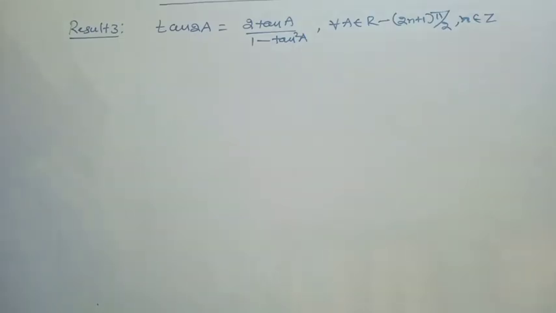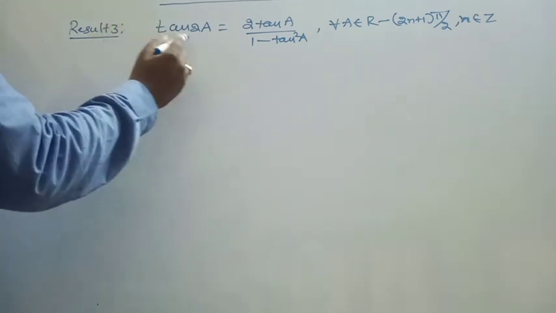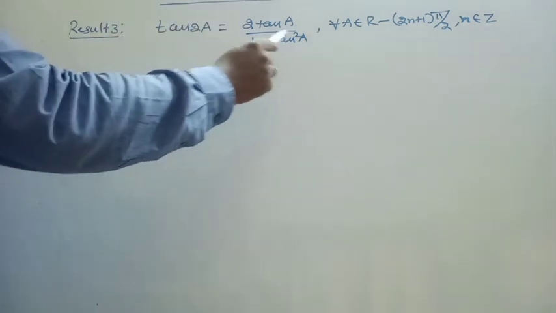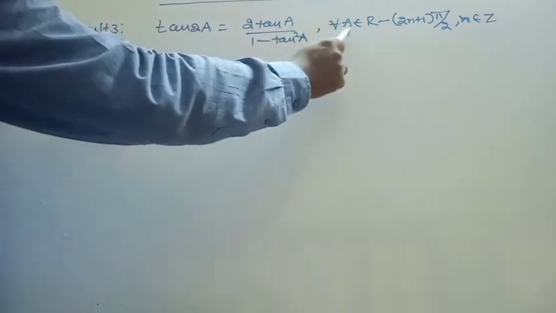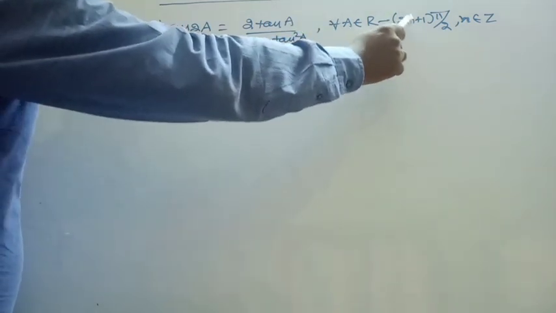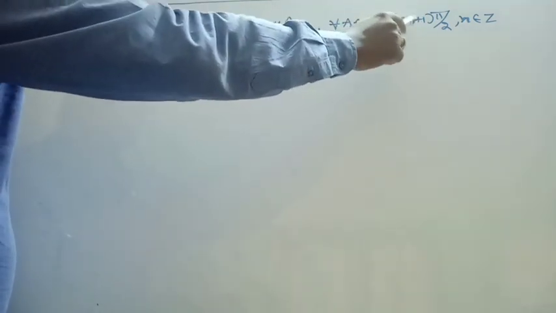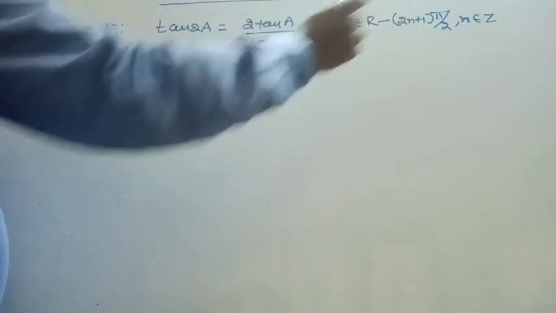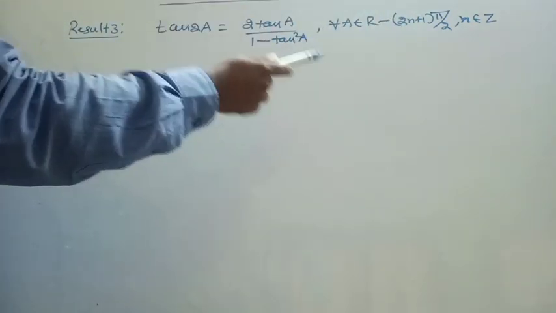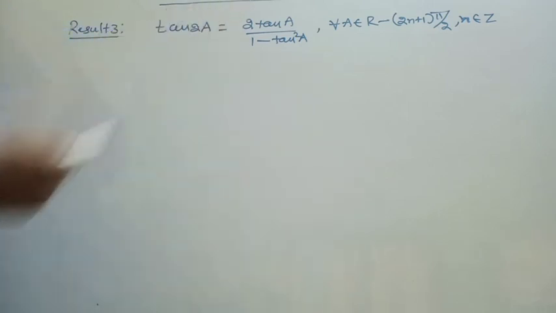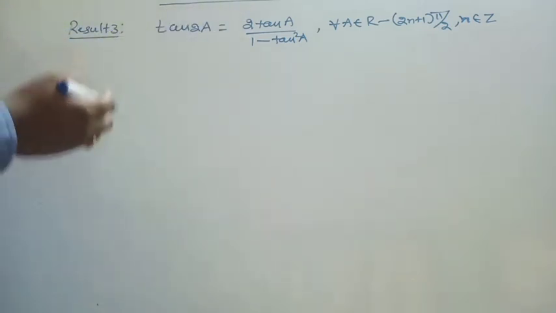Now we have the third result, my dear students. Tan 2a is equal to 2 tan a by 1 minus tan square a, for all a belongs to R minus (2n plus 1) pi by 2. That means odd multiples of 90 degrees we are taking out, because at those values tan a is not defined. That's why we have taken them out.